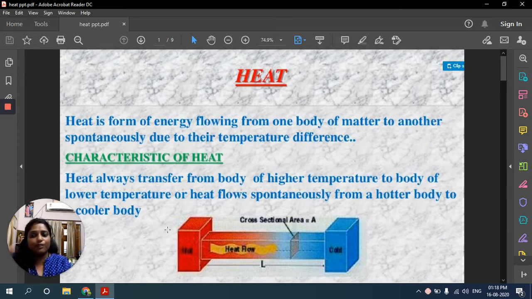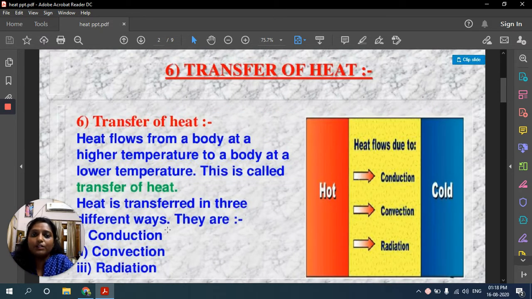That is, from the hot object to the cold object, or maybe a comparatively less hot object. Now when we talk about the transfer of heat, it flows from a body at a high temperature to a body at a lower temperature. This is called transfer of heat. And this flow of heat takes place till both the bodies get to the same temperature. And this is called thermal equilibrium.